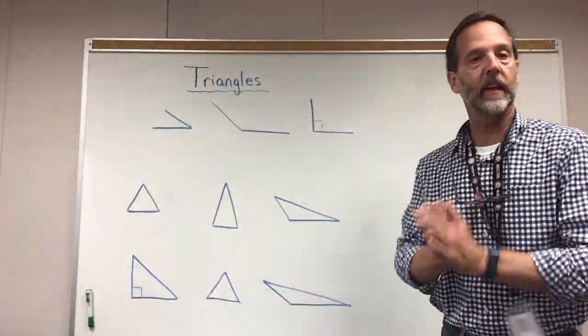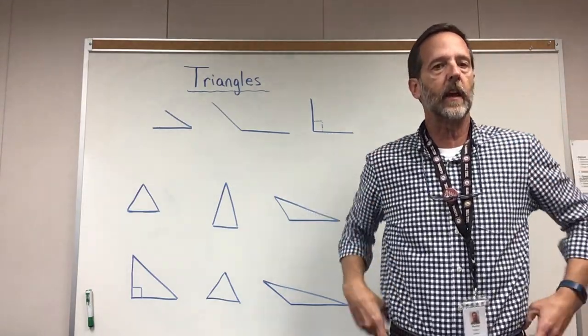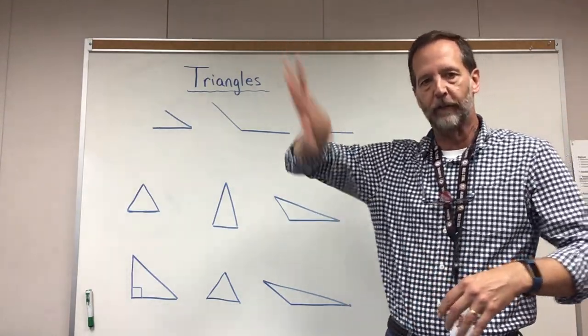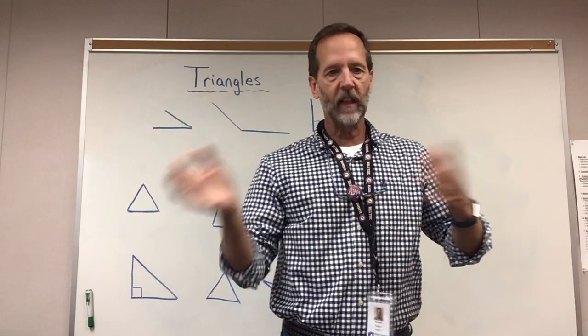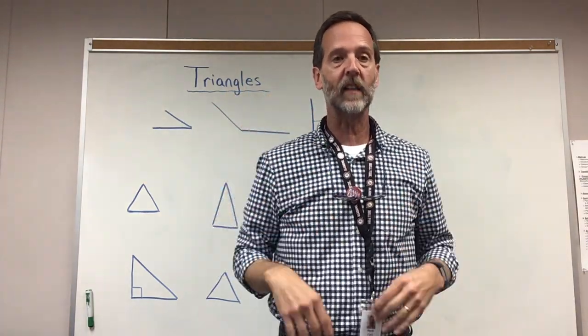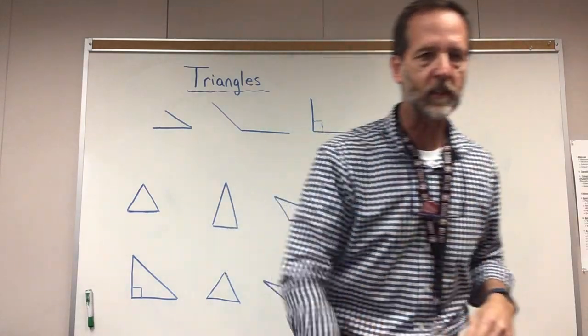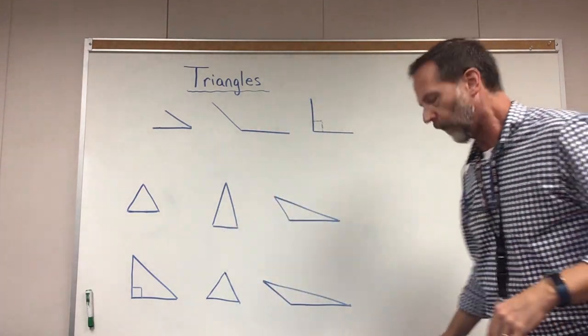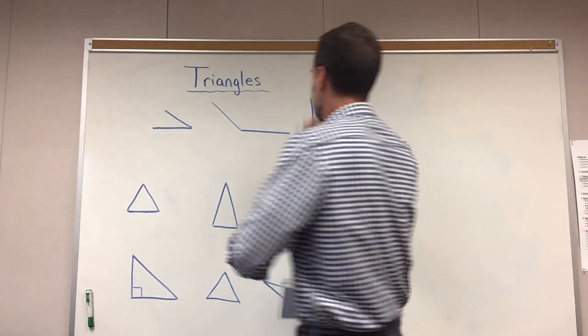Okay, triangles, polygons. Remember, a polygon is a plane figure. Plane meaning flat. Okay, it has length, has width, but has no height. It's got to be a figure with straight sides, and the sides have to be closed. That's what makes it a polygon. Triangles are figures that have three sides.